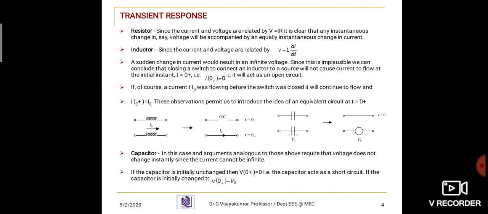This can be represented as i(0+) equals 0. Before closing the switch, the current should not flow through the inductor. Is it right? That is, it will be acting as an open circuit. Of course, if a current I0 was flowing before the switch was closed, it will continue to flow. That can be represented as i(0+) equals I0. Here small i represents the instantaneous current and capital I represents the actual current.